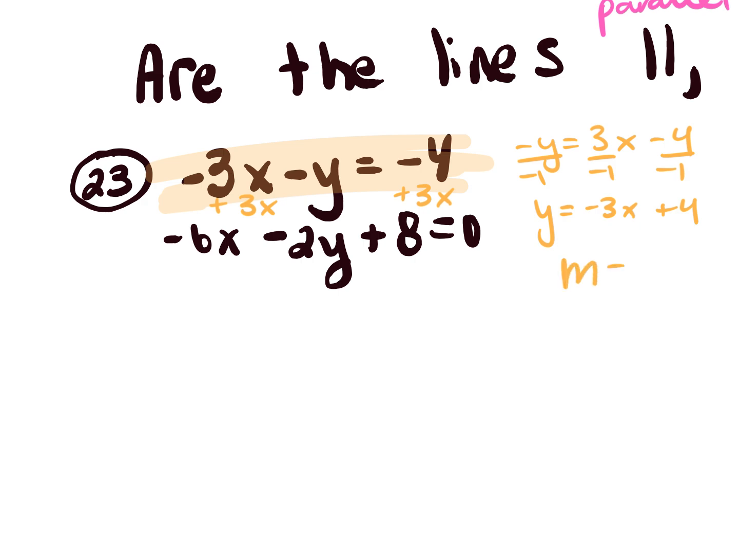So what's our slope here? -3. The rest of the equation does not matter. We're only looking at the slope. So our slope is -3. Let's do the same thing in our second equation. What would we do to find the slope?